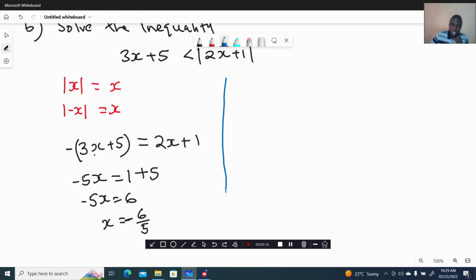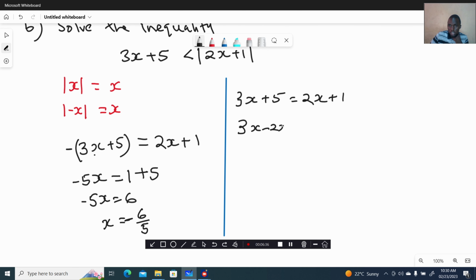Now, let's solve for the other value. Solving for the other value is easy because you made this one negative. Now it will be positive for this case. So which means you're going to have 3x plus 5 equal to positive 2x plus 1. So if you group the like terms, you'll get 3x minus 2x equal to 1 minus 5, and this gives you x to be negative 4.